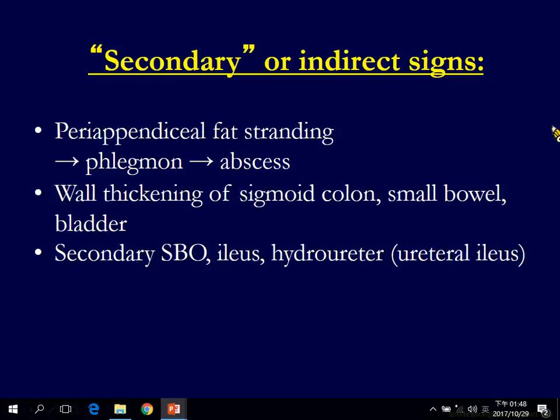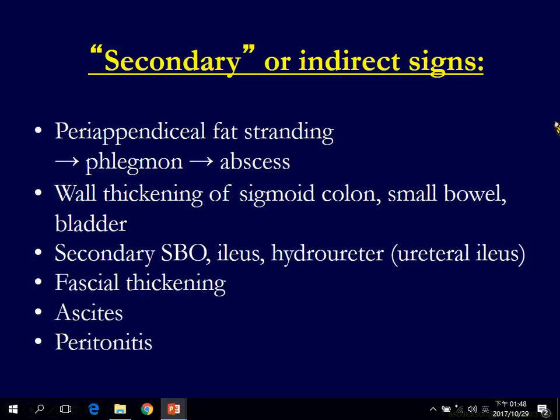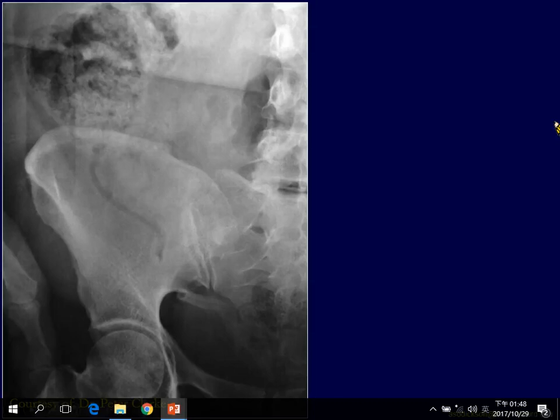Occasionally we'll even see hydroureter, because as that ureter exits Gerota's fascia, it's susceptible to inflammation from the appendicitis, and you can see some distension of the ureter. Look for fascial thickening, ascites, peritonitis, reactive lymph nodes. So this is not common to see.